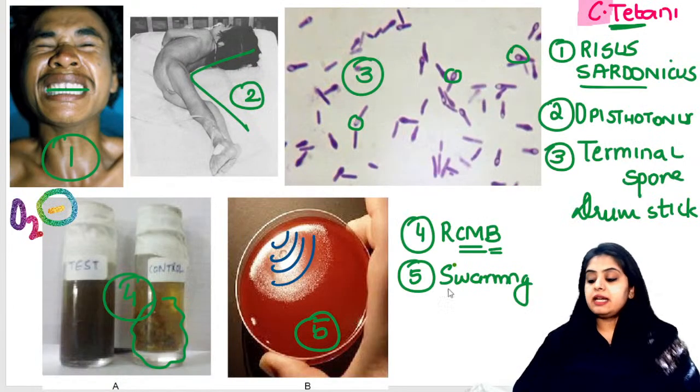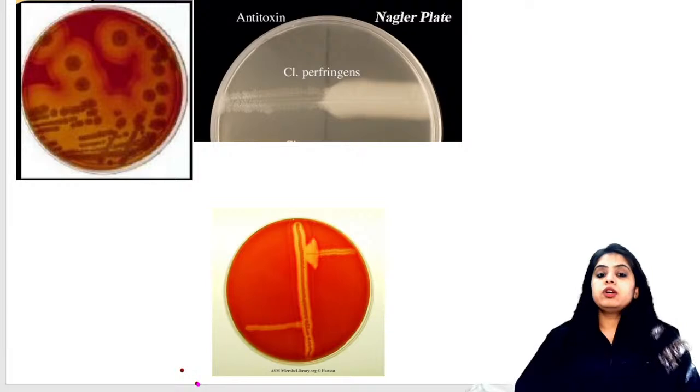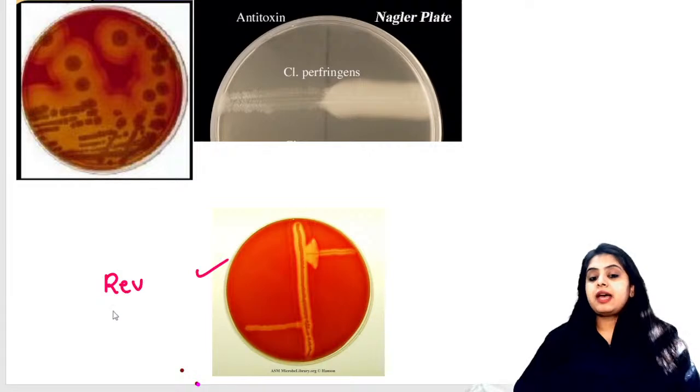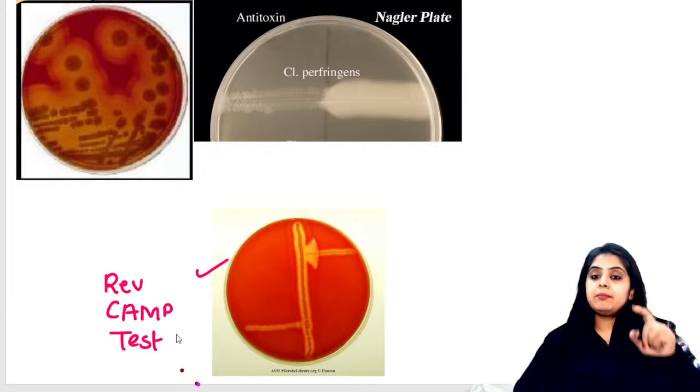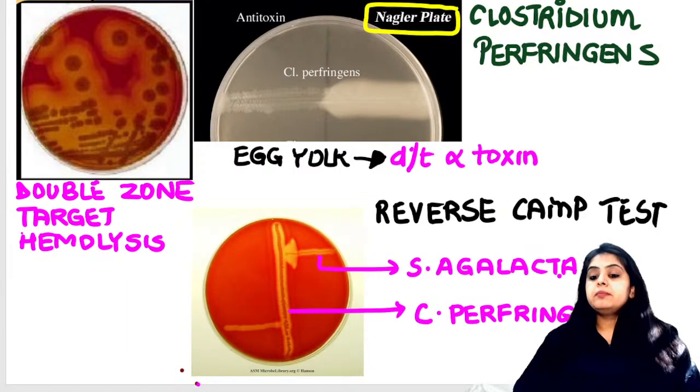So Clostridium tetani, I hope everyone will be able to identify. All photos done. Quick revision: risus sardonicus, opisthotonus, drumstick appearance, Robertson's cooked meat broth, and finally swarming. Coming to the next one. What organism is this? I have again 3 pictures. This picture has come up again. If I say this is the reverse CAMP test, which organism am I talking about? If it would have been the CAMP test, it was Streptococcus agalactiae. If it is the reverse CAMP test, we are talking about Clostridium perfringens.